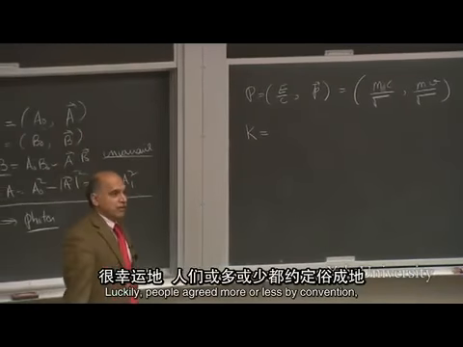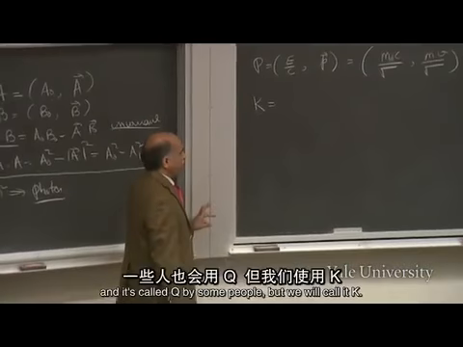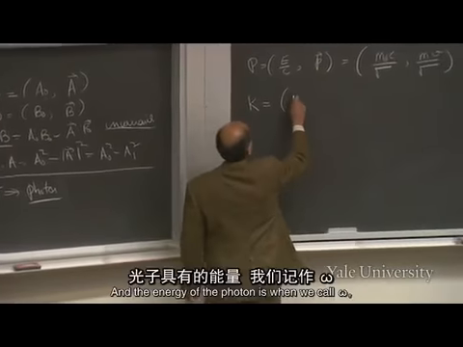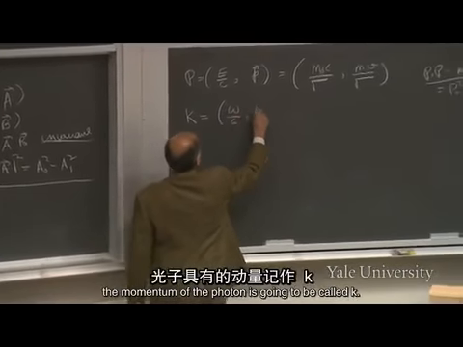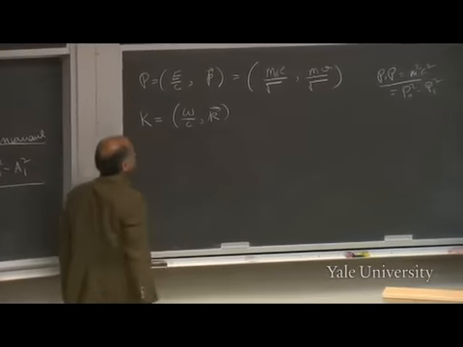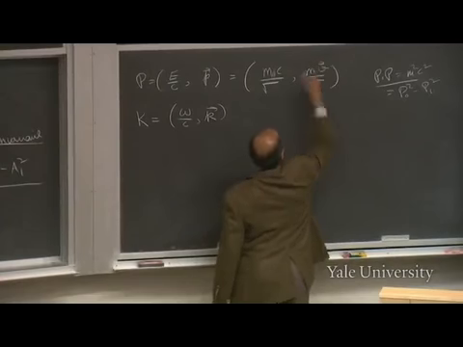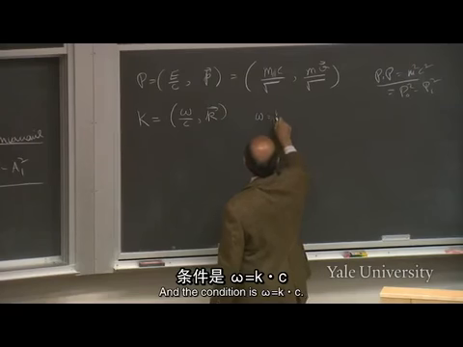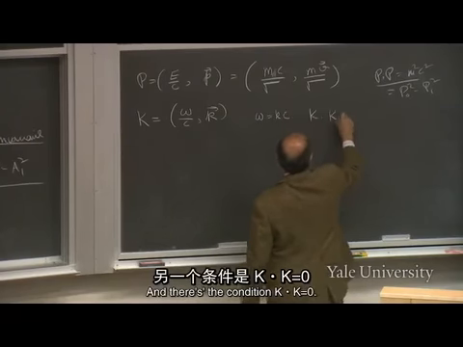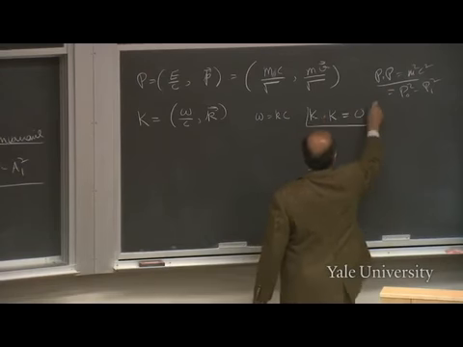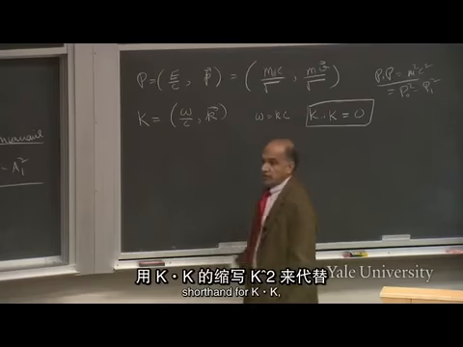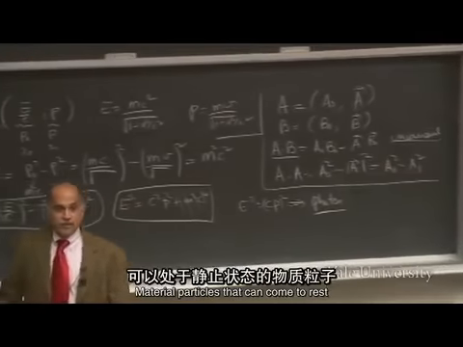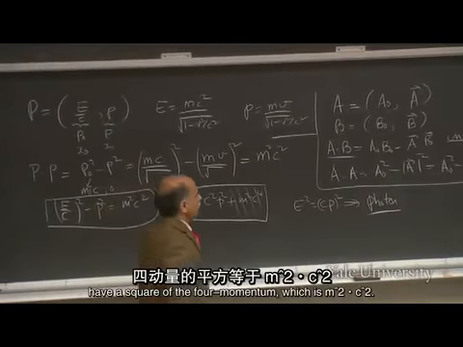Luckily, people agreed, more or less by convention. Photon momentum is called K, sometimes it's called Q by some people, but we will call it K. And the energy of the photon is going to be called omega. The momentum of the photon is going to be called K. And the condition is omega equal to Kc. And that's the condition K dot K equal to 0. K squared, if you like, shorthand for K dot K, is 0 for photons. Photons are particles whose square of the 4 momentum is 0. Material particles that can come to rest have a square of the 4 momentum which is m squared c squared.